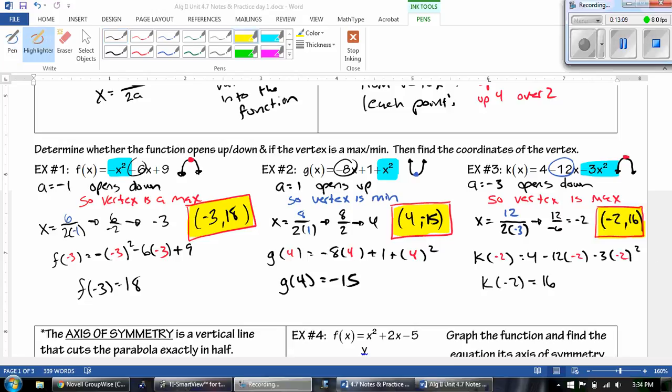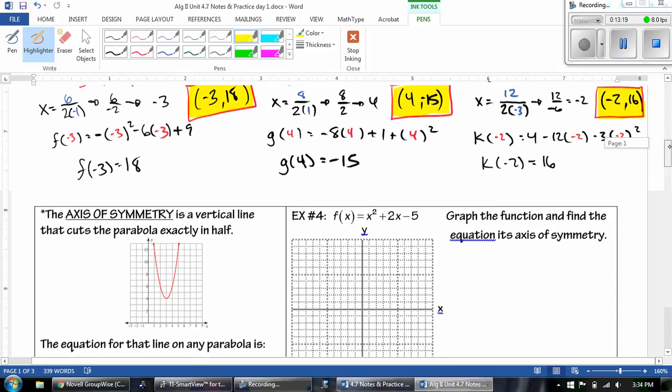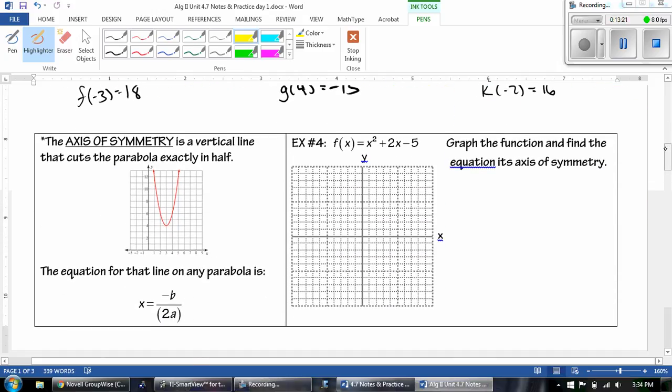Okay, and you should have gotten negative 2 and positive 16. All right, let's look at the next part. So the axis of symmetry. What the axis of symmetry is, it's a vertical line that cuts the parabola exactly in half.